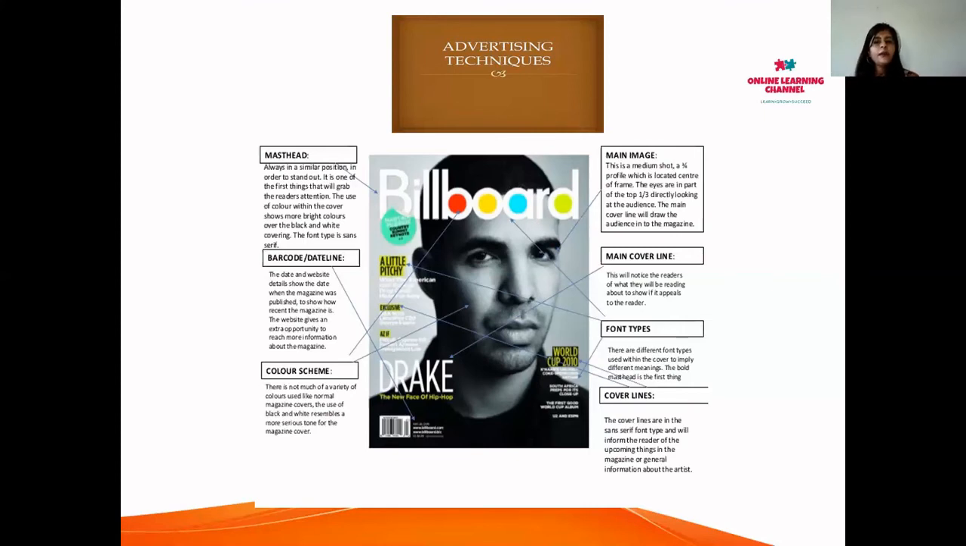Right, your font type, which is very important as well. There are different font types used within the cover to imply different meanings. The bold masthead is the first thing. Then come your cover lines. Now your cover lines are in sans serif, which is your font type, and will inform the reader of the upcoming things in the magazine or general information about the artist.